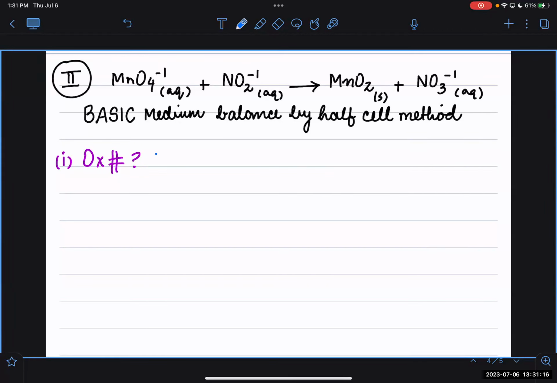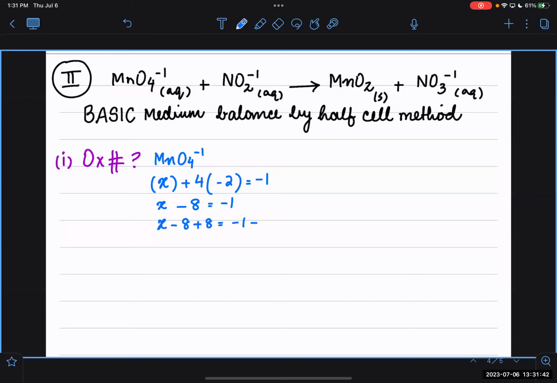So manganese, MnO4-1. Oxygen is always -2. So there are 4 oxygens. So 4 times -2 is -8, so X minus 8 is equal to -1. X minus 8 plus 8 is equal to -1 plus 8. So this becomes +7. So manganese has the oxidation number of +7.